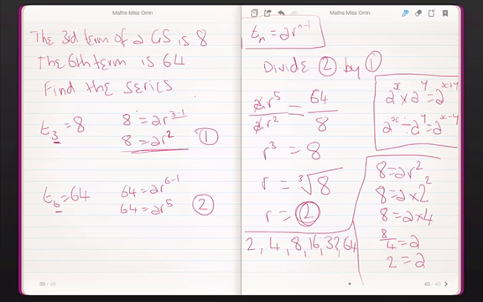If we go right back to the top, we know that the third term is 8, and ta-da, the third term is 8. And we know that the sixth term is 64, and wonderful, the sixth term is 64. So it has all worked out exactly as the question said. All the information matches, and that's all we need to do.